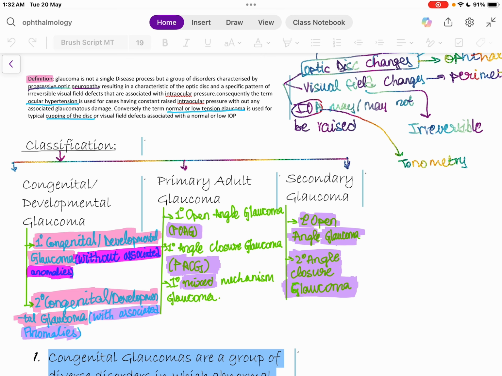Consequently, the term ocular hypertension is used for cases having constantly raised intraocular pressure without any associated glaucomatous damage. Conversely, the term normal or low tension glaucoma is used for typical cupping of the disc or visual field defects associated with normal or low IOP.